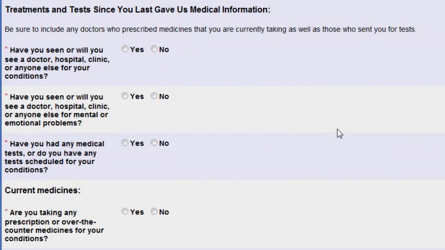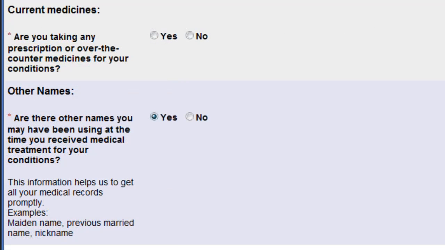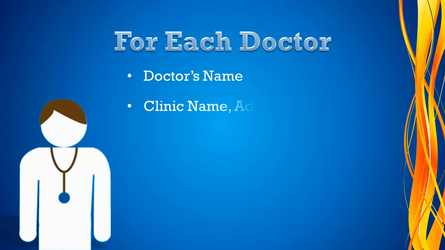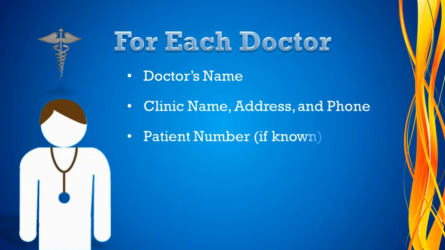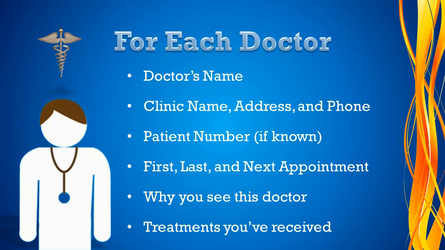The first page is questions A through E, which are about your recent medical treatment, including doctors, hospitals, tests, and medications. They will also ask if you've used any other names on medical records. You will need to know the following information for each doctor: name, clinic name, address, phone number, patient number if known, first, last, and next appointment, what you've been seeing the doctor for, what treatments you've received.